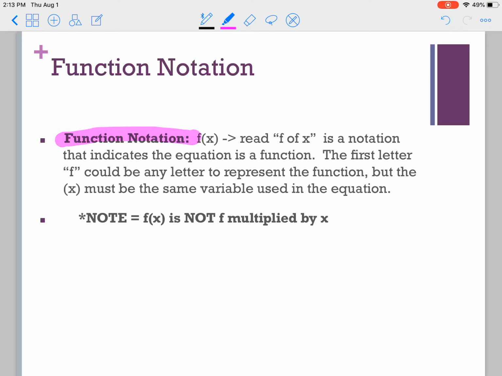Function notation is where we have the f of x, and it's read as I just did, f of x. It's a notation that indicates the equation is a function. The first letter f could be any letter of the alphabet, but the x must be the same variable as the variable that's in our equation. And a note here, very common mistake, is f of x is not f times x. I know that's what it looks like, but that's not what it is. It's read f of x.